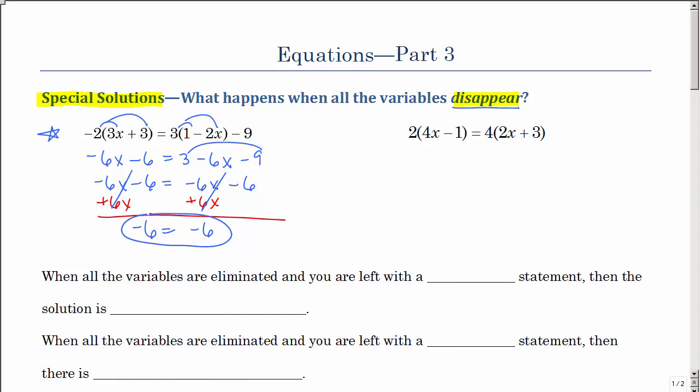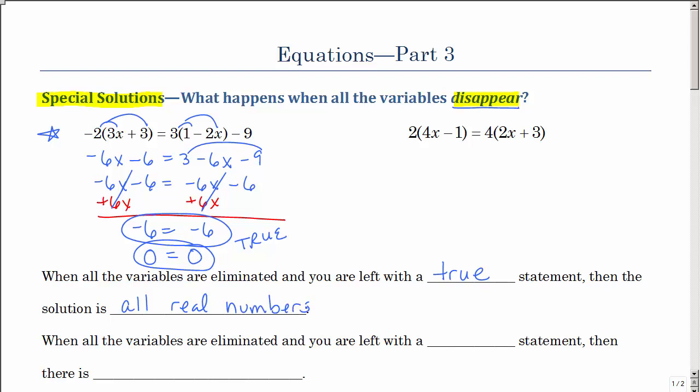Well, negative 6 does equal negative 6. In fact, if you wanted to go one more step and add 6 to both sides, you would end up with 0 equals 0, which is also a true statement. That is not the solution. When all the variables are eliminated and you are left with a true statement, then the solution is all real numbers.